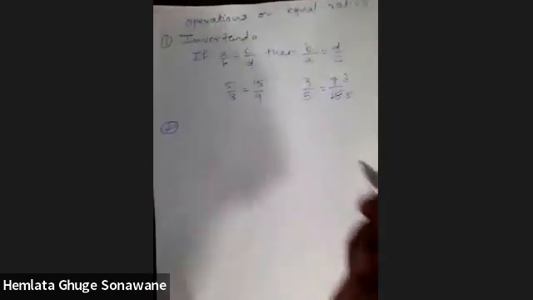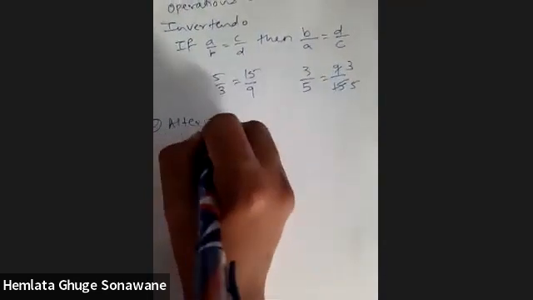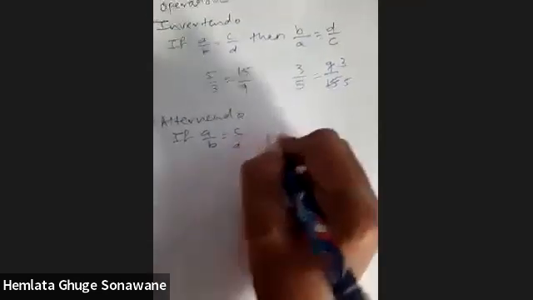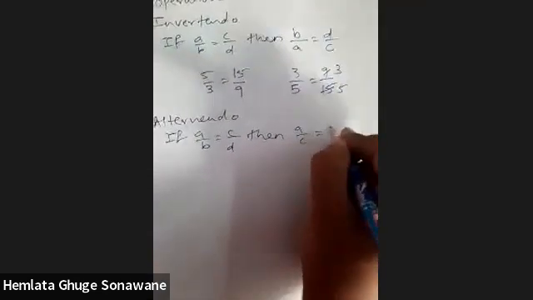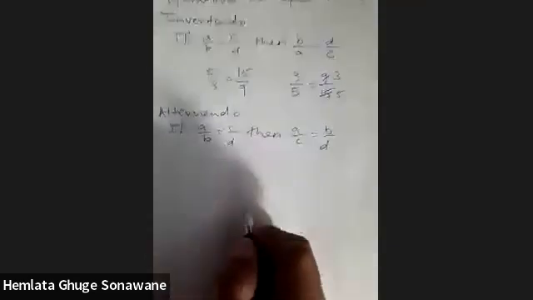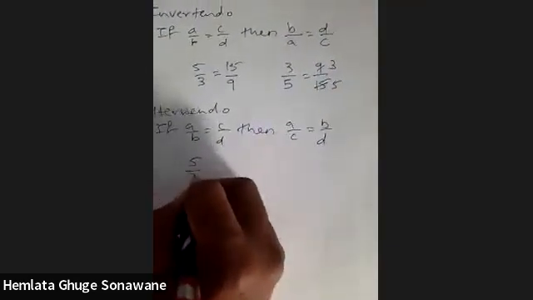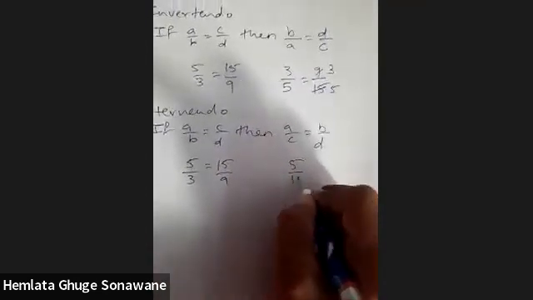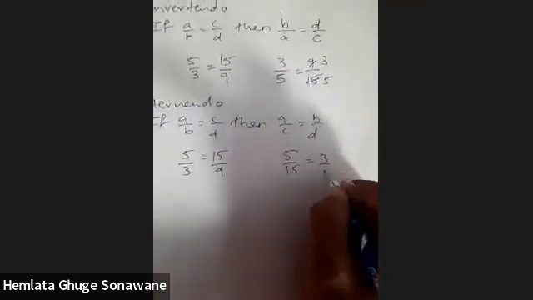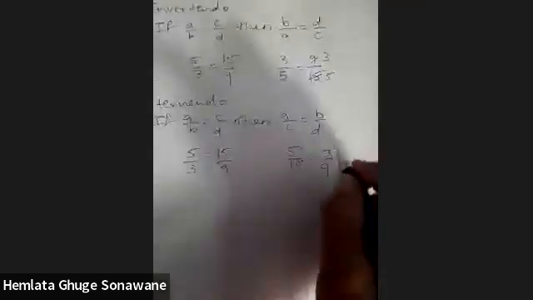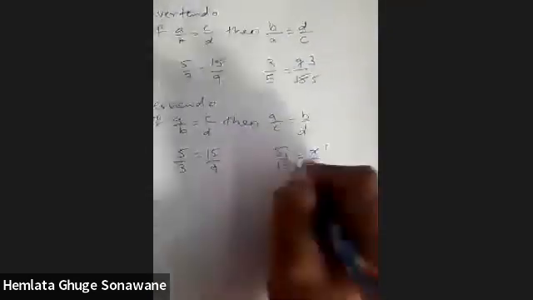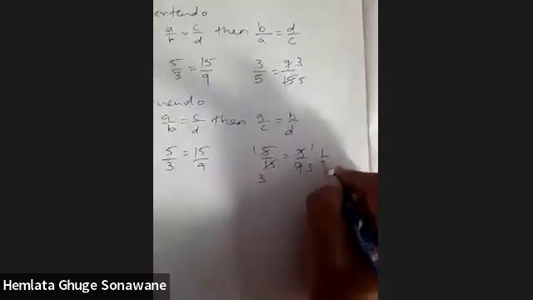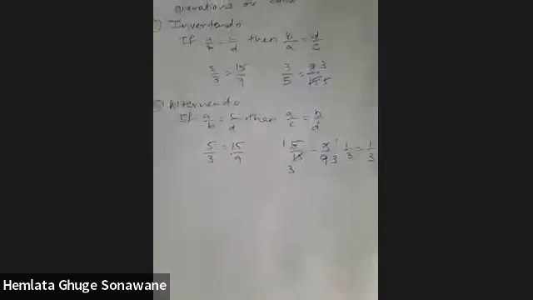Second, alternando. If A upon B is equal to C upon D, then A upon C is also equal to B upon D. That is, 5 upon 3 is equal to 15 upon 9. That is, 5 upon 15 is equal to 3 upon 9. Can simplify this. 3 1s are 3, 3 3s are 9. 5 1s are 5, 5 3s are 15. That is 1 upon 3 is equal to 1 upon 3.